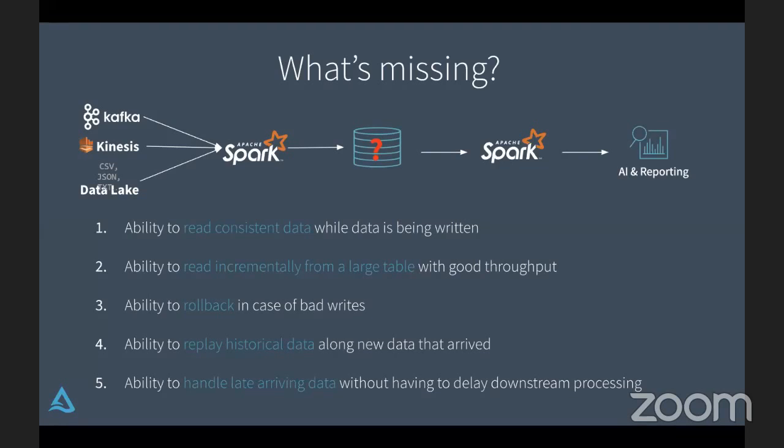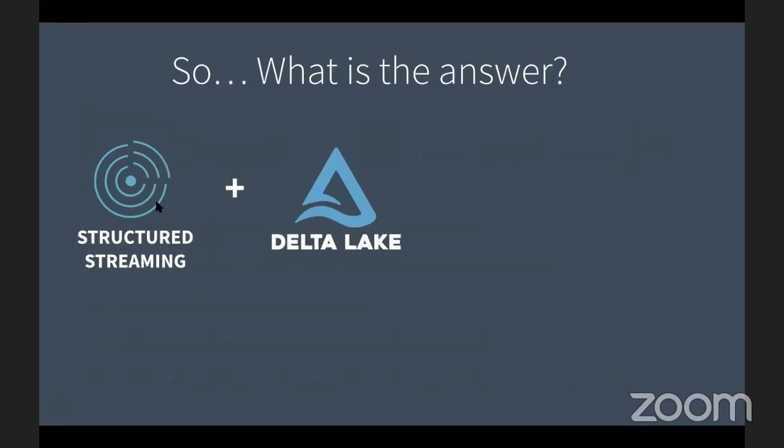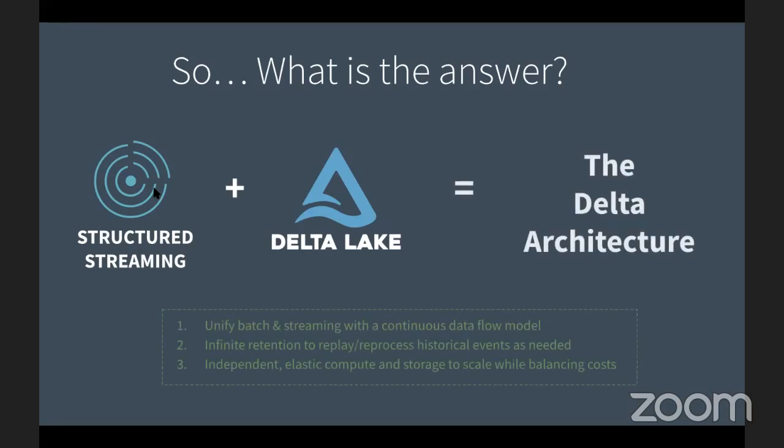And just as important with all those concepts, the ability to handle late arriving data without having to delay downstream processing. So what's the answer to this? The answer is combining structured streaming and Delta Lake together to create this Delta architecture. We talked a lot about this last week, but as we noted, this session is about simplifying and scaling data engineering pipelines, so I just want to provide this real quick context first before we dive into how we do that. The real call out here is to unify batch and streaming with a continuous data flow, with infinite retention to replay and reprocess historical events as needed.